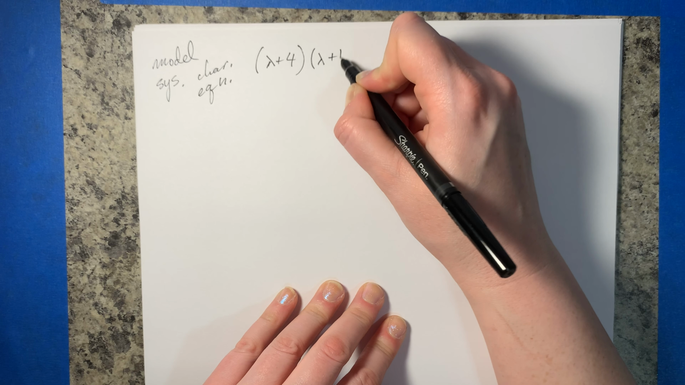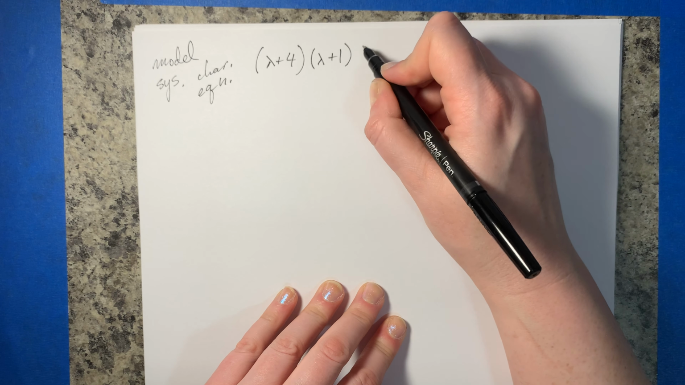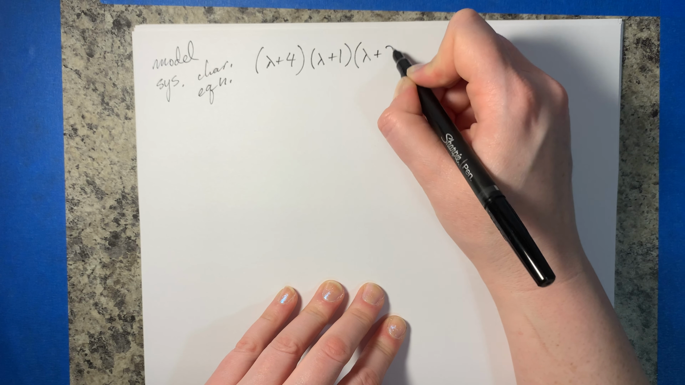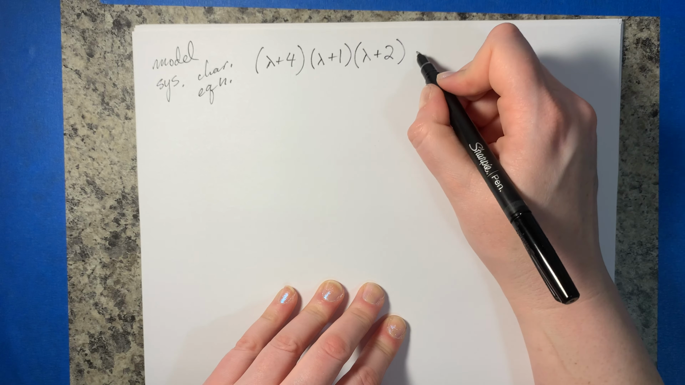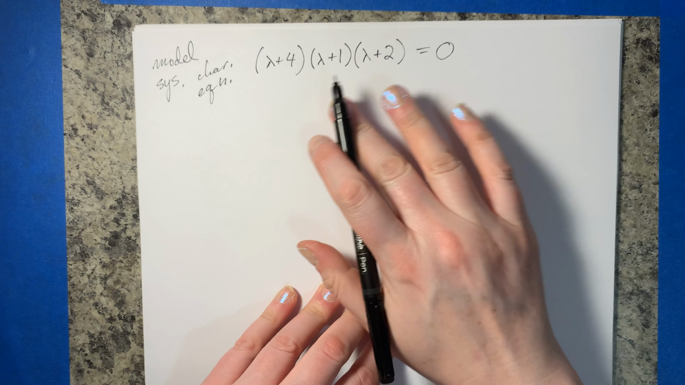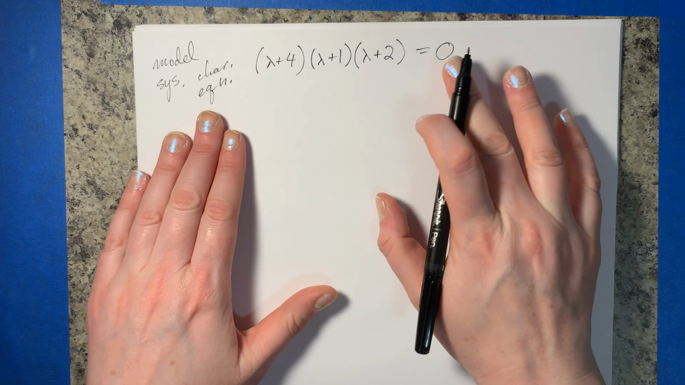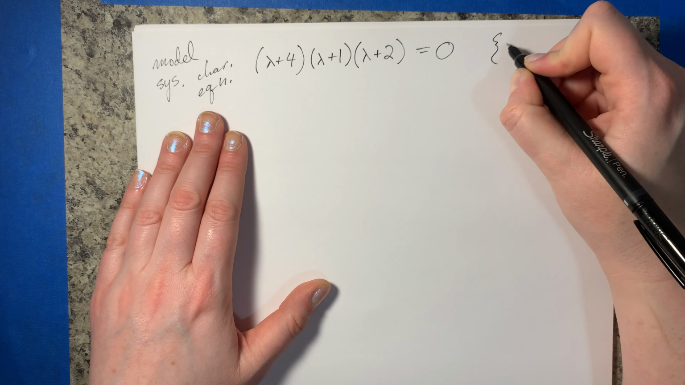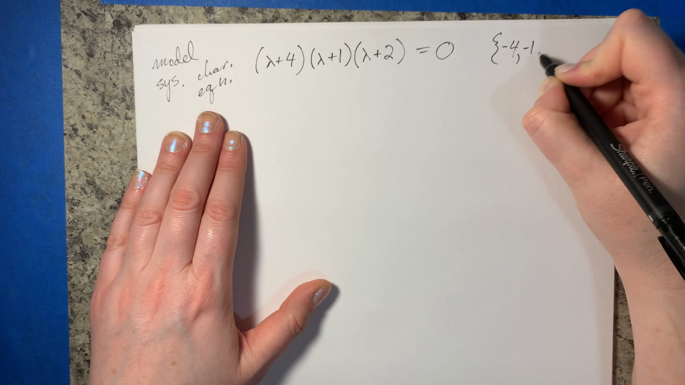Lambda plus 1, because our second root is a -1. And our third root is a -2, so we're going to be lambda plus 2 for this last part. And think about that as set to 0. So we'd be solving and finding those roots. And I'll just write the roots right over here again.